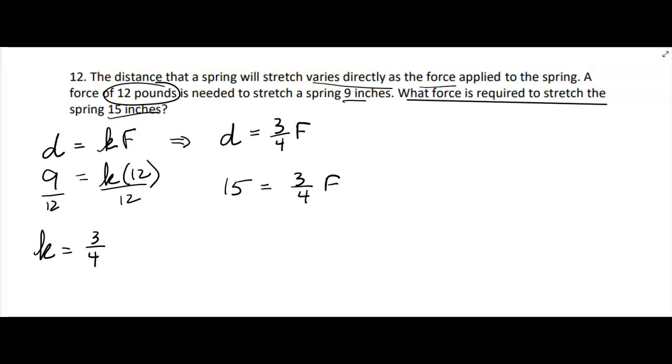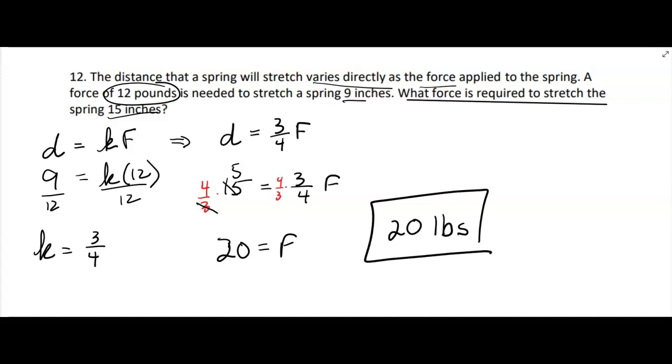So that's your equation. Now you want to solve. I would multiply by 4/3, the reciprocal. Just a little fraction work. If you used a decimal, you would have divided by the decimal. That would have worked. 3 goes into 15 5 times. 4 times 5 is 20. Now, the one thing though I do want you to do is make sure you put the units. So that's 20 pounds. Force was being measured in pounds. Or you could write out the word pounds. Okay, so that's the answer. The force required to stretch the spring 15 inches is 20 pounds.